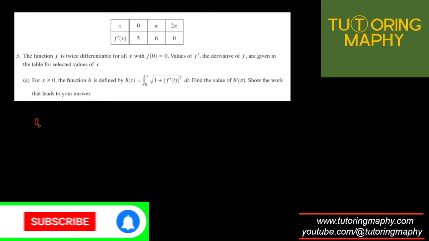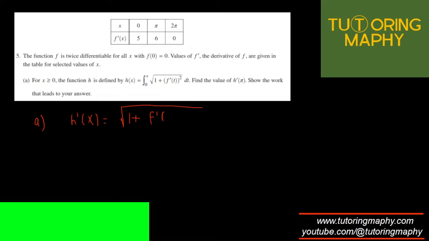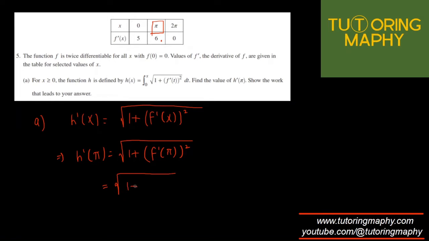So this is a clear case of FTC1. I'm going to find the derivative of h, which is h prime, by just working inside the integral. I'm just going to replace t with x, and everything else just remains as it is. We need the value of h prime at pi, so replacing x with pi, we have the square root of 1 plus f prime of pi, whole squared. And what is f prime of pi, guys? The value of f prime at x equal to pi is 6, right? So I'm just going to replace this with 6. 6 squared is 36. 36 plus 1 is 37. So the answer is the square root of 37.